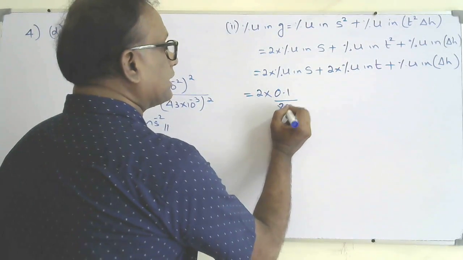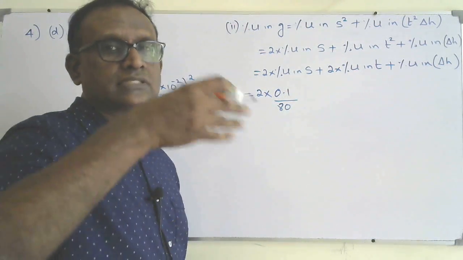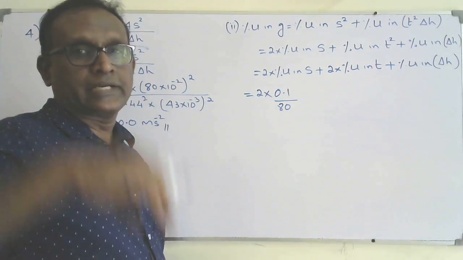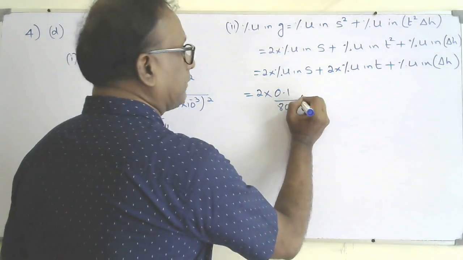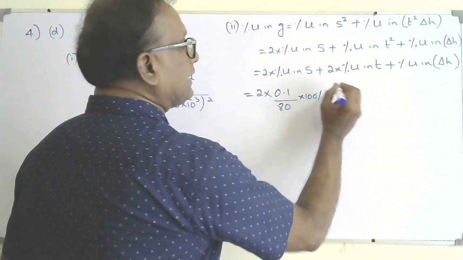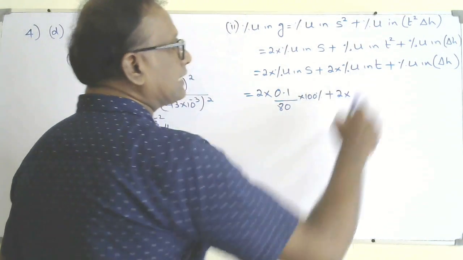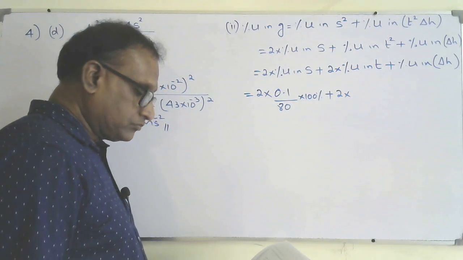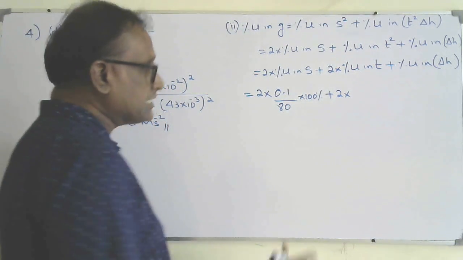Both are in centimeters, so I don't need to convert to meter, because the conversion will cancel up and down, in the numerator and denominator. So I am not converting it. So 100% plus percentage uncertainty: 2 times the percentage uncertainty in time, where the time uncertainty is 0.04.